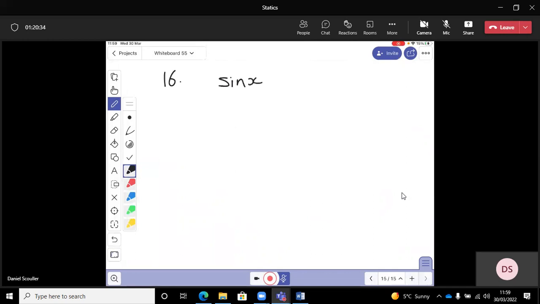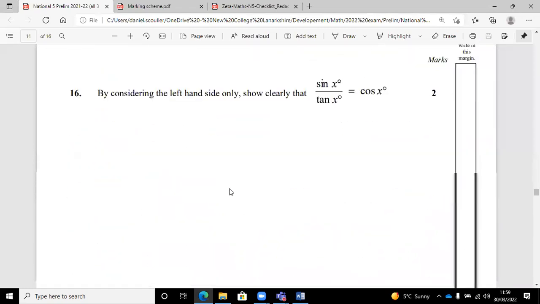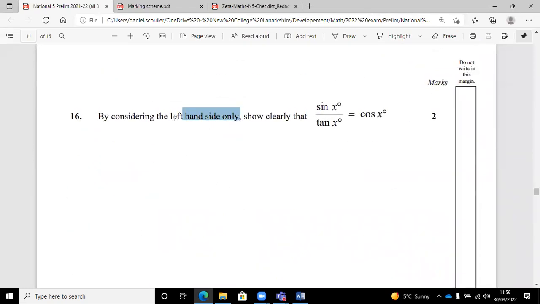Identities. So by considering the left-hand side, that's where we're starting. Show clearly that that can become that by using our identities. You have to remember what the identities are. You're not given them in the paper.